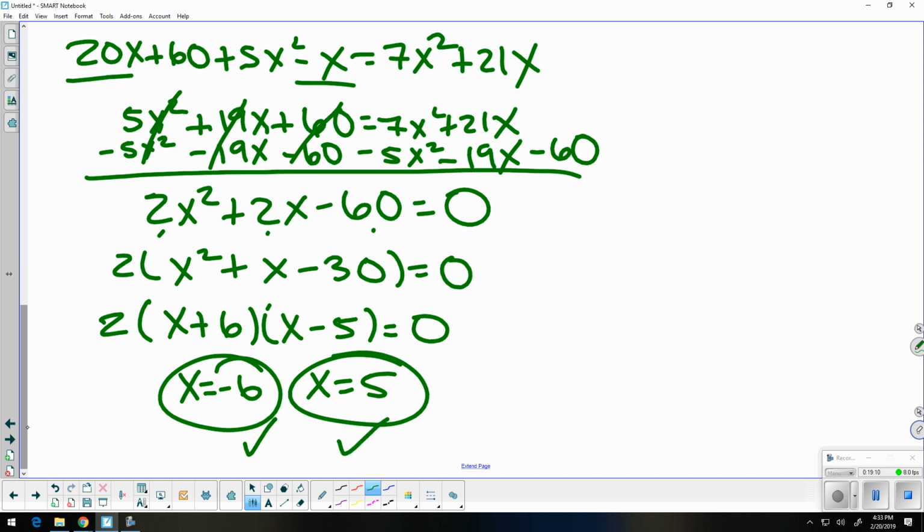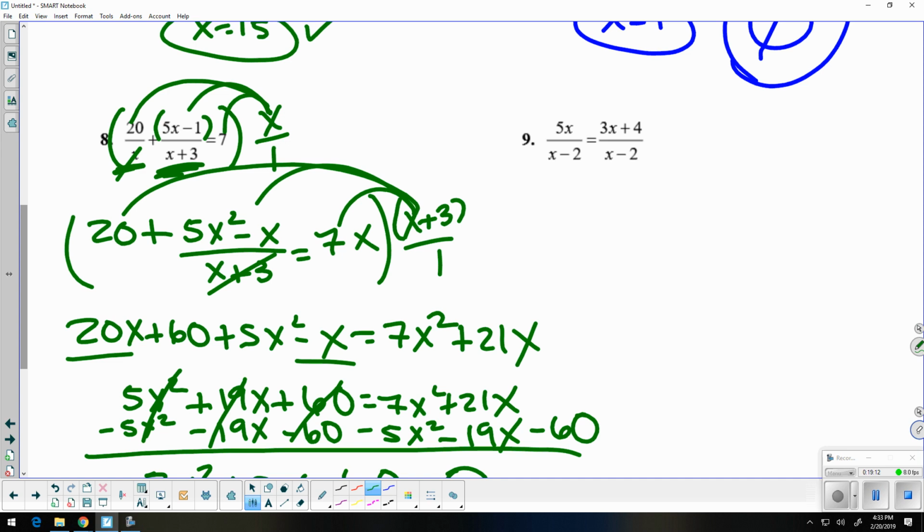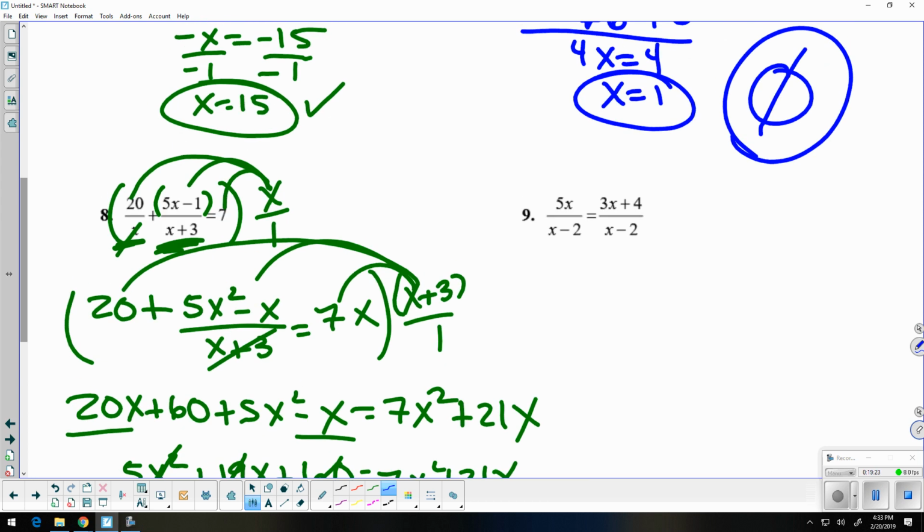Okay, last and final, number 9. For this one, I can just go straight ahead and start cross-multiplying. Again, if you notice, you just have a rational expression equal to another rational expression. You just have a fraction equal to a fraction. I can go ahead and just cross-multiply. Makes life a little bit easier, right?